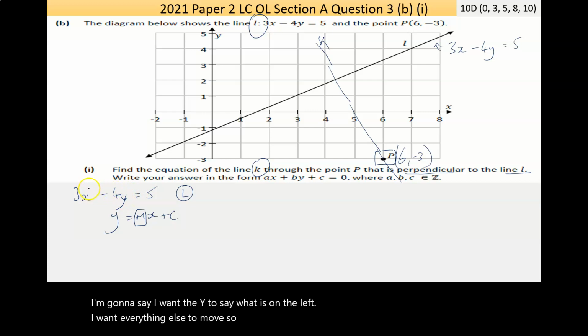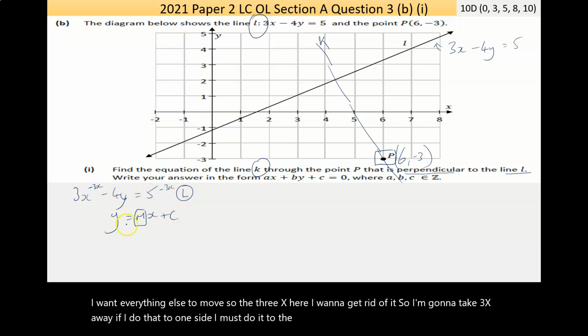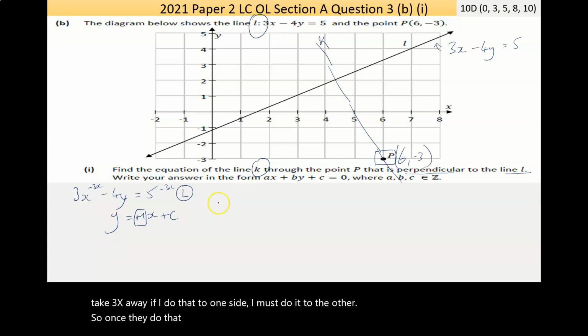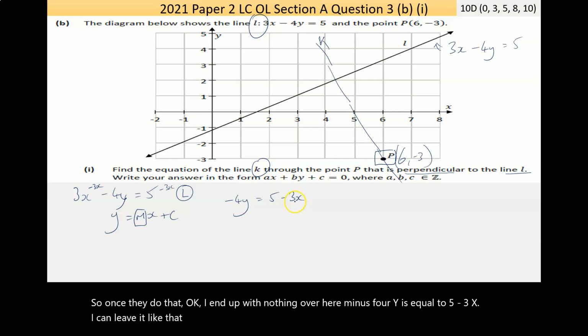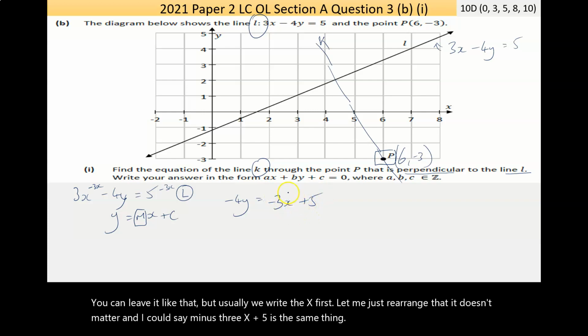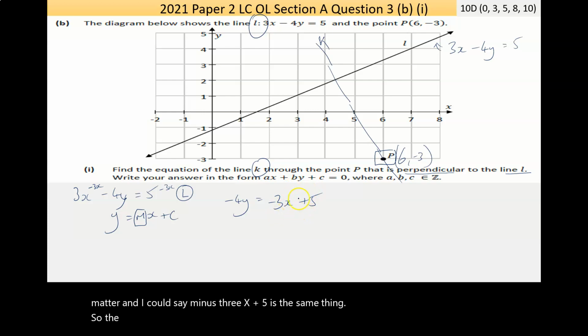So the 3x here, I want to get rid of it. So I'm going to take 3x away. If I do that to one side, I must do it to the other. So once I do that, I end up with, now I'll do it over here, minus 4y is equal to 5 minus 3x. Now I can leave it like that, but usually we write the x first. Let me just rearrange that. It doesn't matter. You could say minus 3x plus 5 is the same thing. So in a sense, I've just rearranged them. There's no signs changing because they're just moving around on the same side.